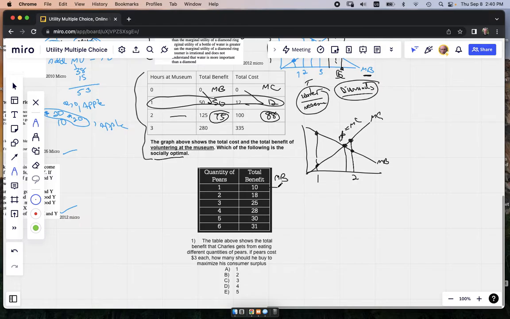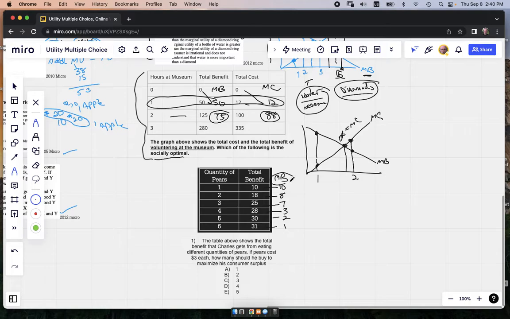Our marginal benefit for the first one, we went from 0 to 10, would be 10. From 10 to 18, which is 8. 18, 19, 20, that's 7. 25 to 28, that would be a 3. 28, 29, 30, that would be a 2. 30 to 31, that's a 1.